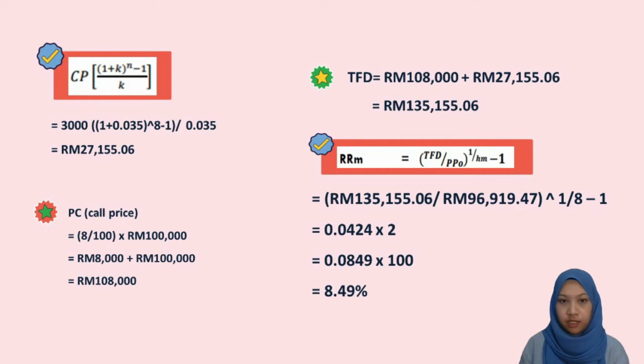Key in the numbers and you will get 135,155.6 divided by 96,919.47 to the power of 1 over 8 minus 1. You will get the approximate realized yield of 8.48876% or 8.49%. Now we are done with question 3A2.